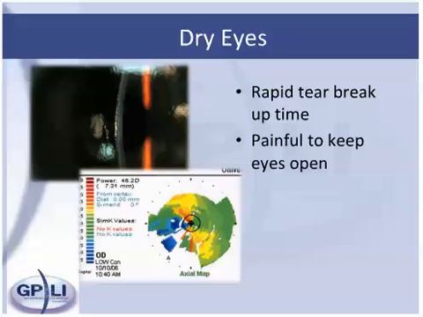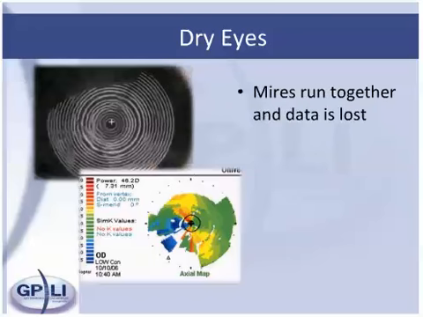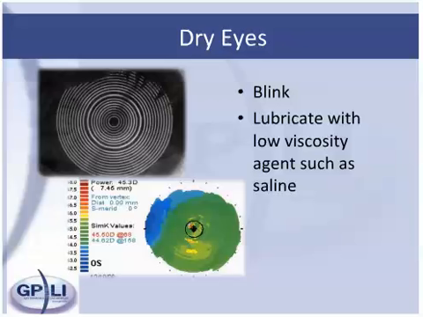When the patient has dry eyes, there will be a rapid tear breakup time. Often it is uncomfortable for the patients to keep their eyes open long enough to acquire the image. When the eyes are dry, the corneal mires will run together, and that will leave areas where data is missing. With the addition of a low viscosity agent, such as saline solution, this patient's mires became smooth and regular, and there were no gaps in the topography data.